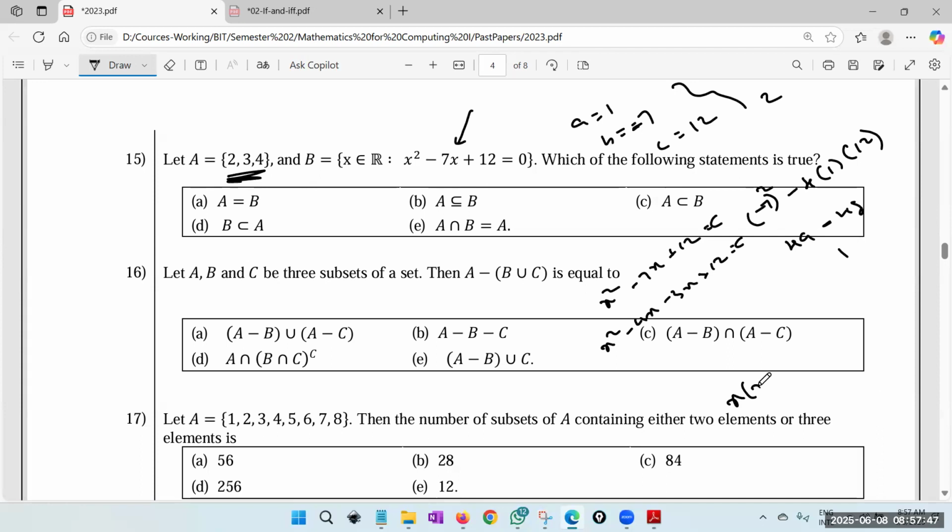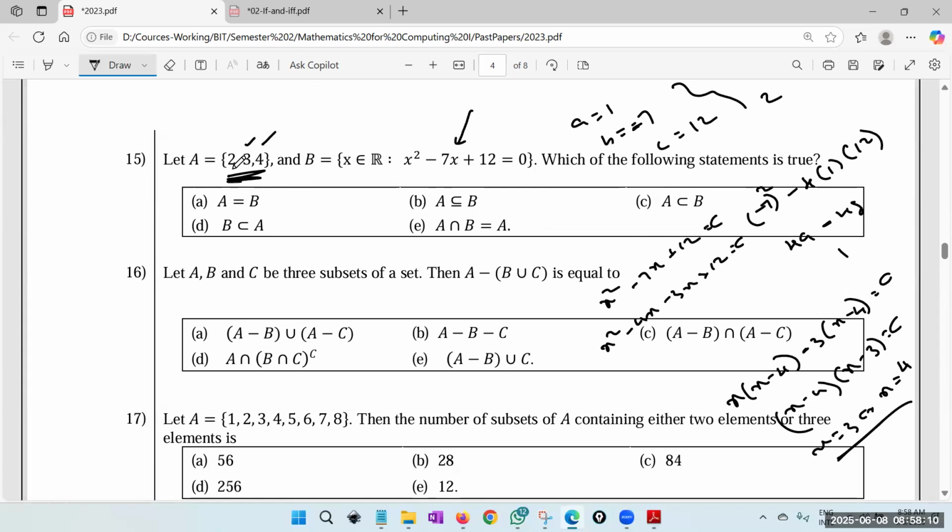If I take x out, x minus 4. If I take minus 3 out, x minus 4 equals 0. x minus 4 is common into x minus 3 is 0. x equals 3 or x equals 4. So those are the solutions for this, because here we have 3 and 4. Okay. Right. Which of the following statements is true?